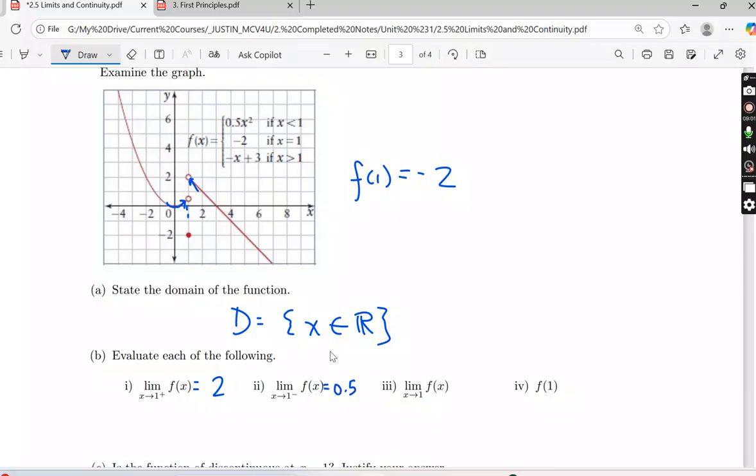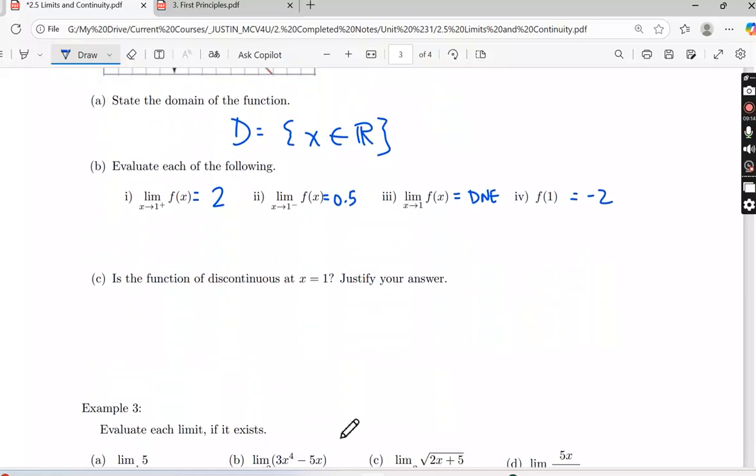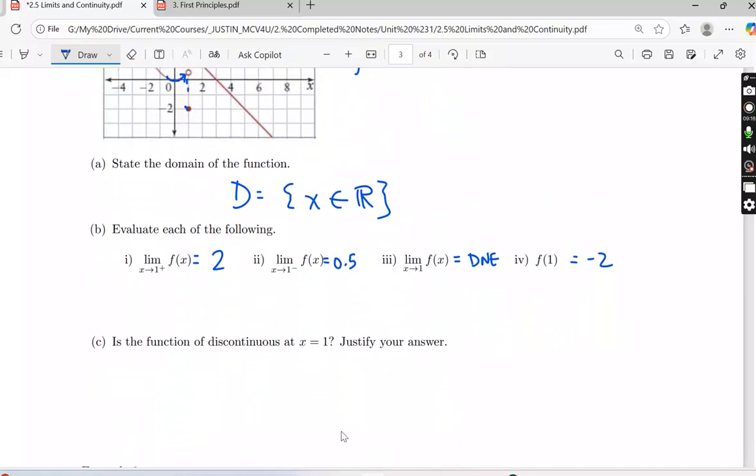So what's the limit as x approaches 1? It does not exist. And what's f(1)? -2, and we already established that right there. Is the function discontinuous or continuous at x equals 1? It is indeed discontinuous.